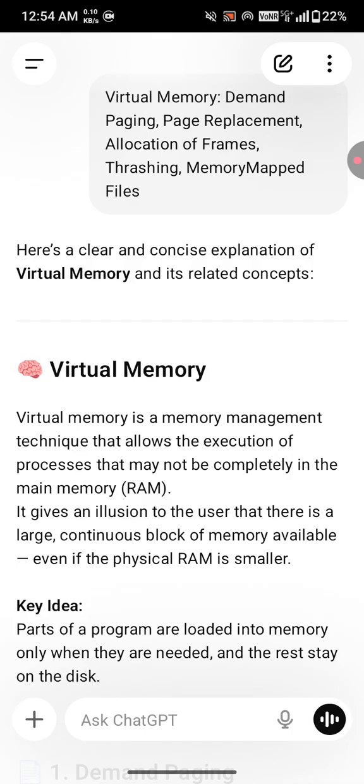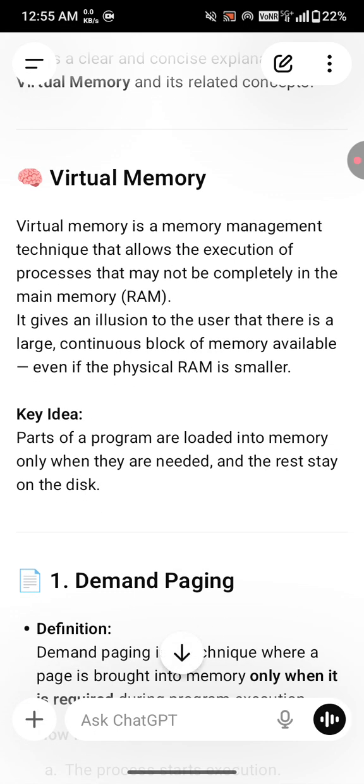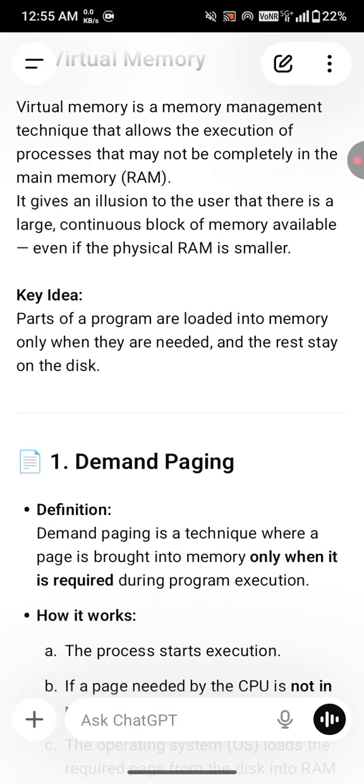So virtual memory. Virtual memory is a memory management technique that allows the execution of processes that may not be completely in the main memory, meaning in RAM, and it gives an illusion to the user that there is a large continuous block of memory available, even if the physical RAM is smaller. Some key ideas: parts of a program are loaded into memory only when they are needed, and the rest stay on the disk.